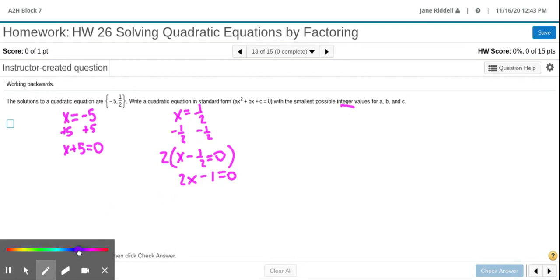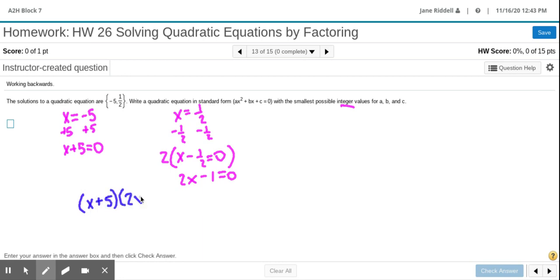The zero product property says that in order for the product to equal 0, one of them or both would be equal to 0. Right now they're separated. What we're going to do is put them back together. Zero product means multiply. So I'm going to take x plus 5 times 2x minus 1 and set that equal to 0. And then last but not least, right now it's given to me in factored form. I want to put it in standard form, which means I'm going to have to multiply this out.